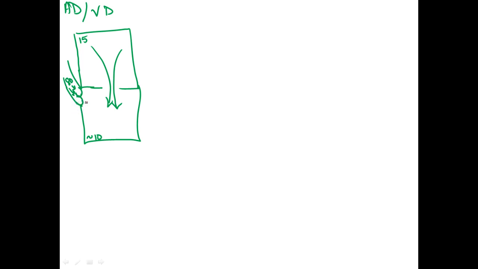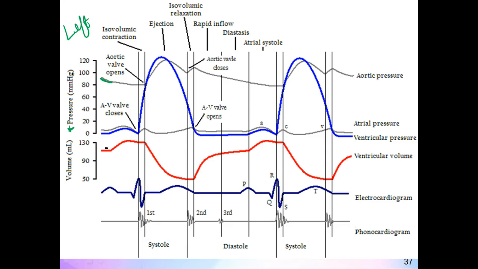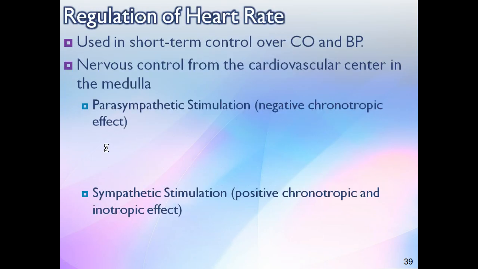Okay. So during atrial diastole and ventricular diastole, we have a pressure gradient where the atrioventricular valve is open. This is the period when the heart is completely relaxed and when the majority of ventricular filling occurs. Okay, so this is the time when the majority of ventricular filling is occurring.